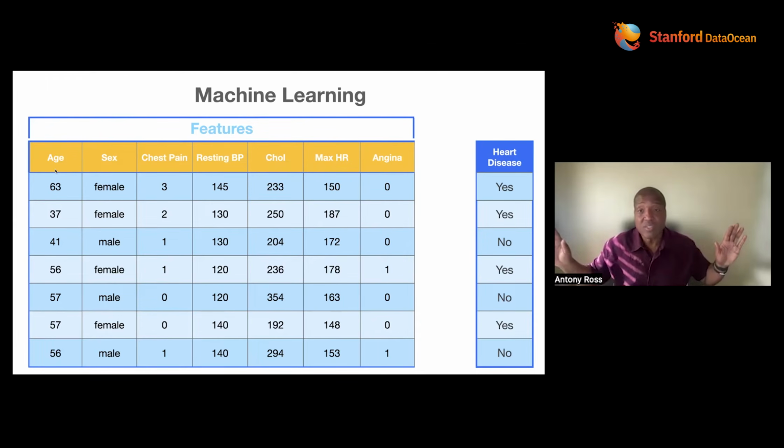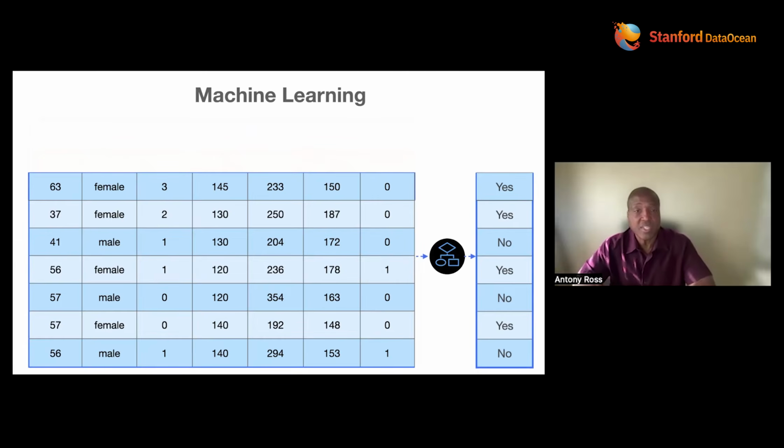Okay. Now the machine says, you know what? I don't live in your world. I don't understand what this means. This is for human eyes. I don't know what that is. Just give me the numbers. That's what the machine says.